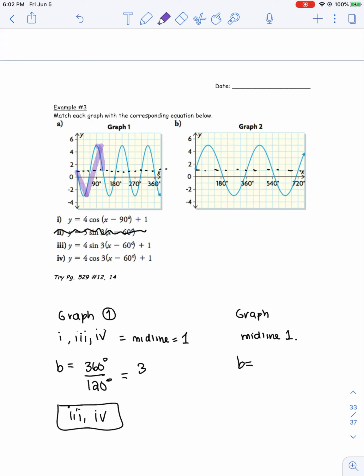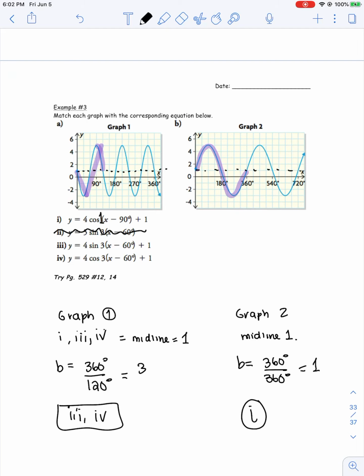And then our b value for this one, if you trace it out, it's going to start there, go up to the max, down to the minimum, and return at 360. So 360 degrees divided by our period of 360 gives us 1. So that means that graph number 2 matches this equation, because as you can see, there's a 1 even if you don't see it in front of there.